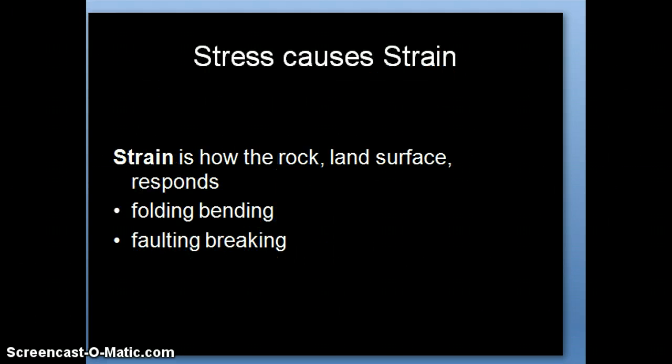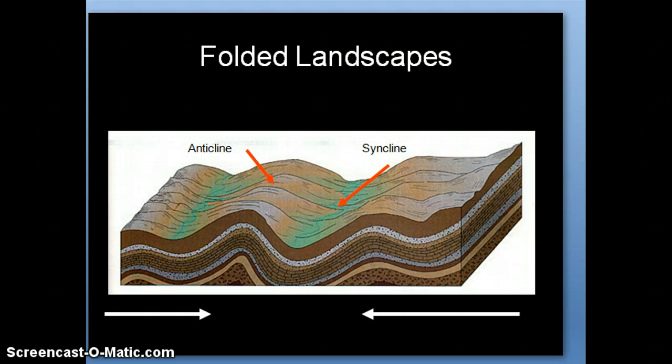Stress causes strain. So strain is the way that the rock or the land surface responds, and it can respond in a couple ways. It can fold, or it can fault, which means breaking. And so depending on the speed of the stress, and the amount of stress and the type of rock or land that's being stressed will result in different strains. So we're going to look first at folded landscapes.